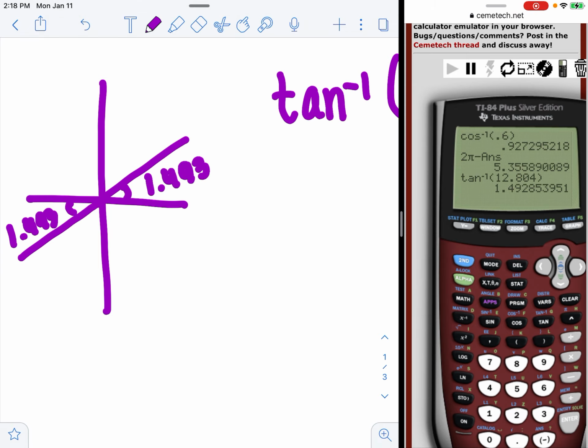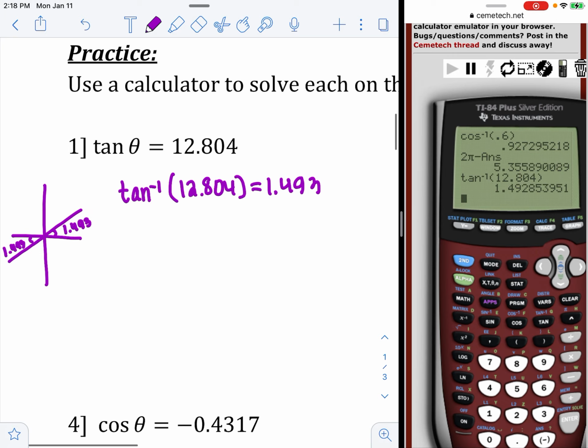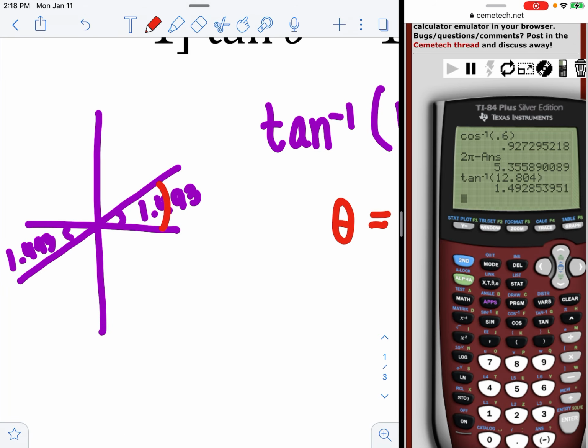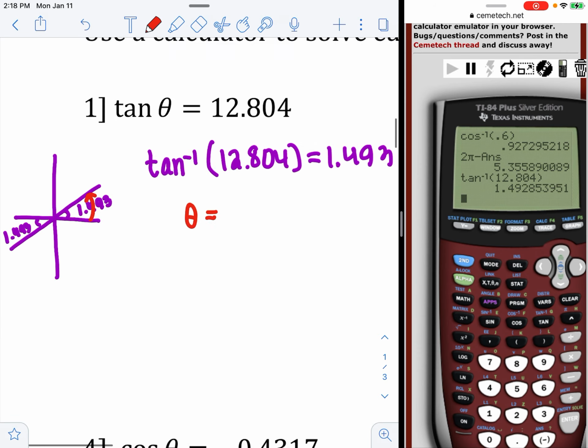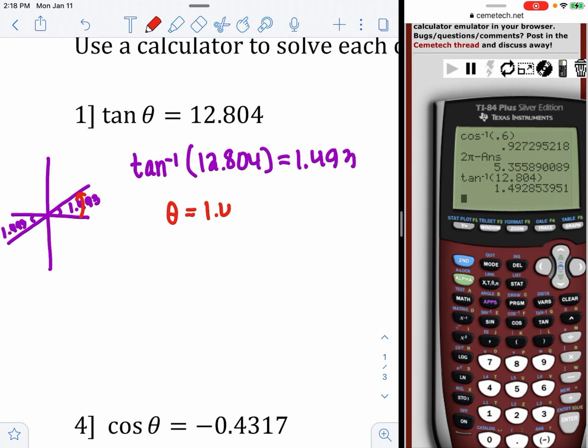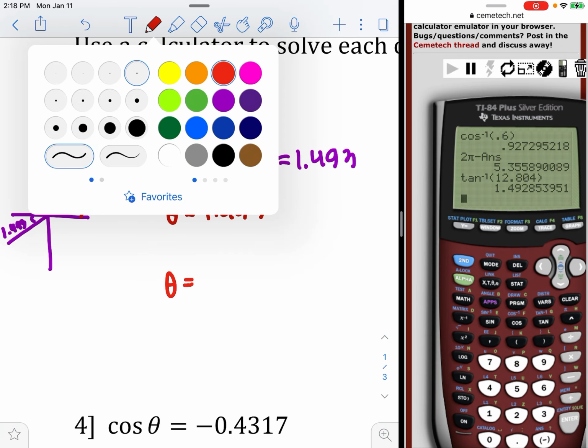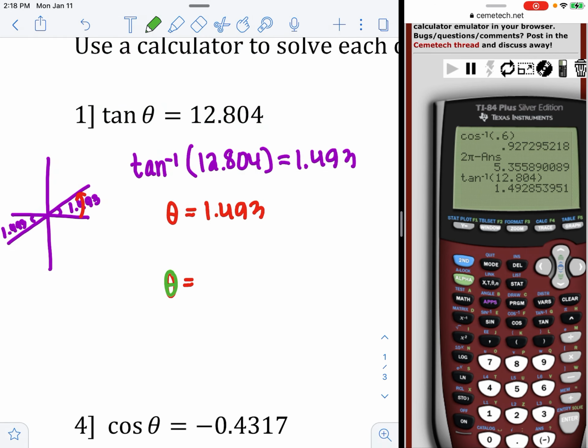Okay, that's all the information that I'm going to write for now, and now I'm going to get my two angles. I'm going to change colors here so we can make sure we see them correctly. Theta is equal to positive x-axis until you hit the terminal side. That one's nice and easy, 1.493. My second angle, theta, I'm going to do green instead. My second angle, theta, positive x-axis until you hit your terminal side.